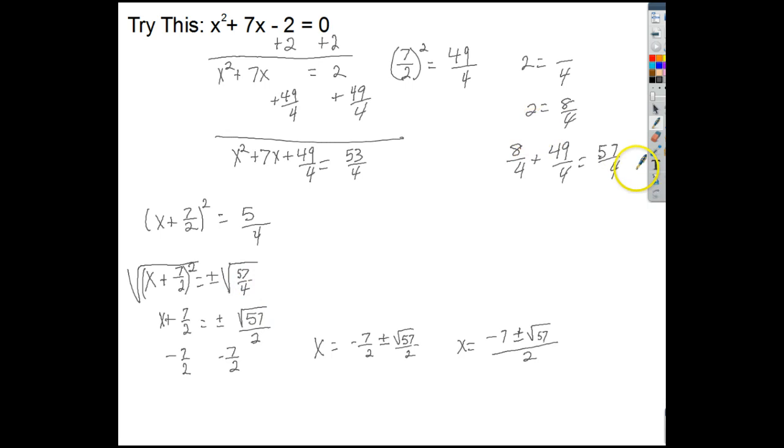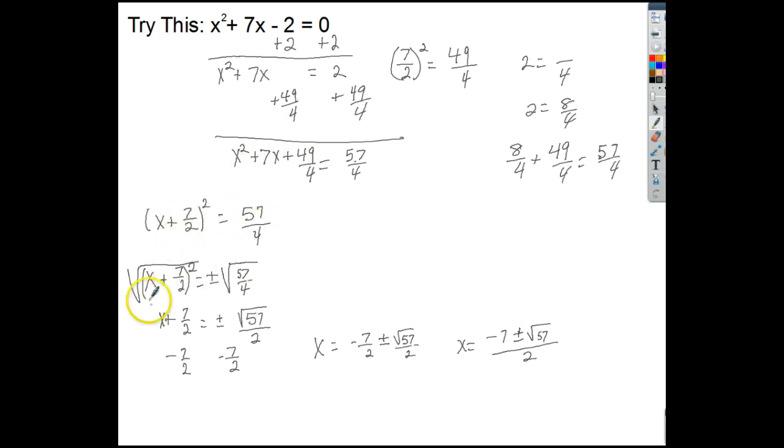Okay, all right, so that's going to be, and this should be 57. Okay, all right, so 57 fourths. So what binomial do you square to get this? X plus half of this. X plus 7/2 squared is equal to 57 fourths.